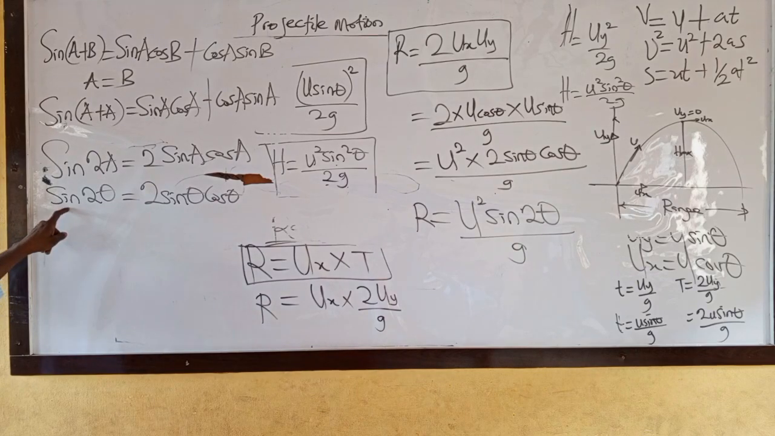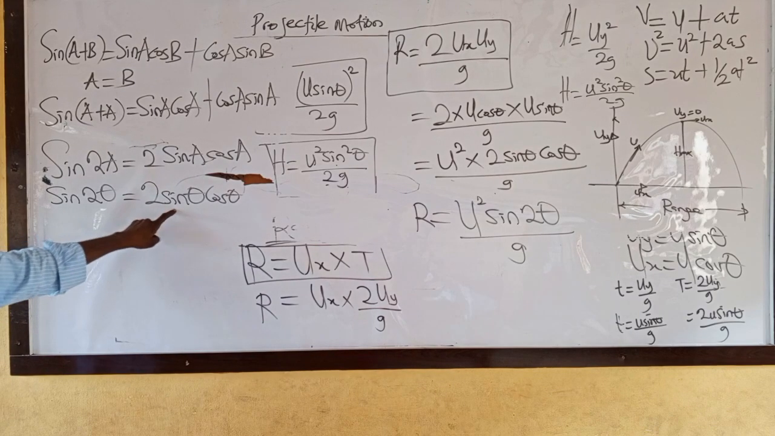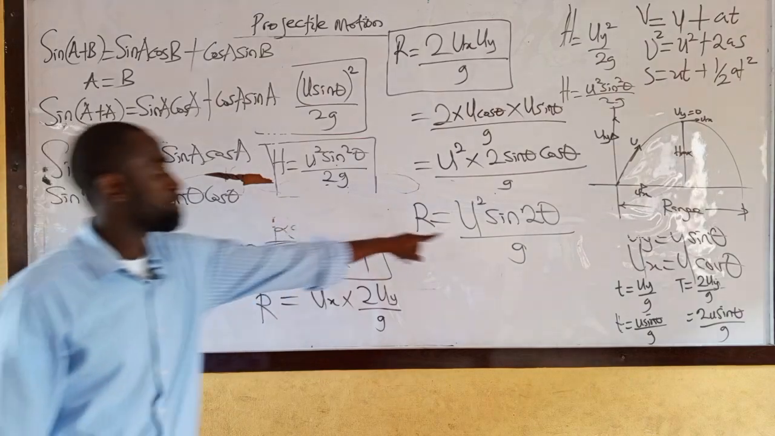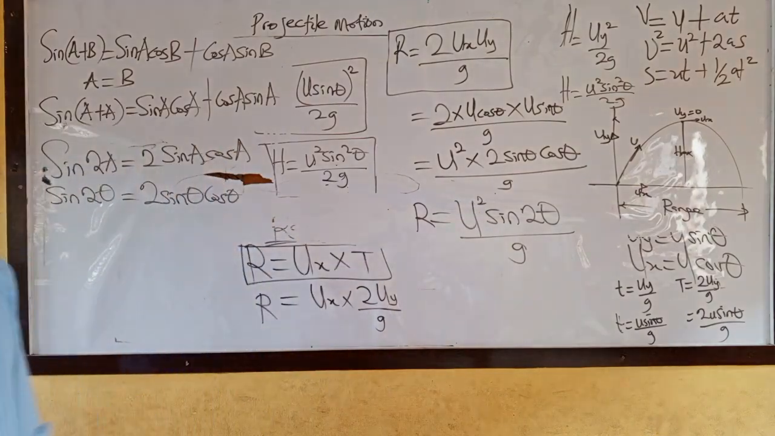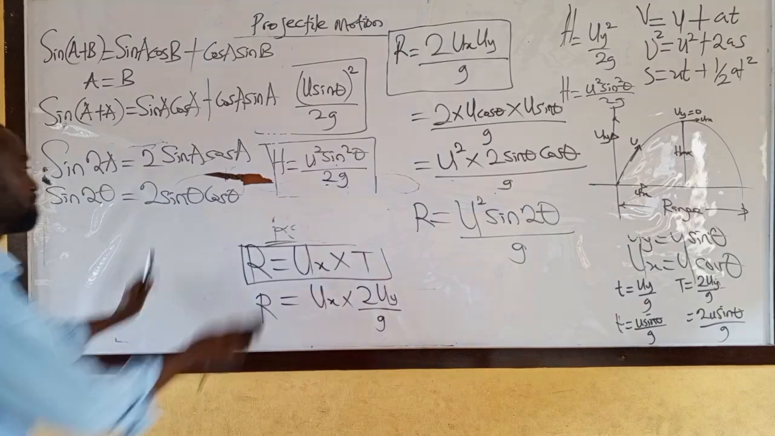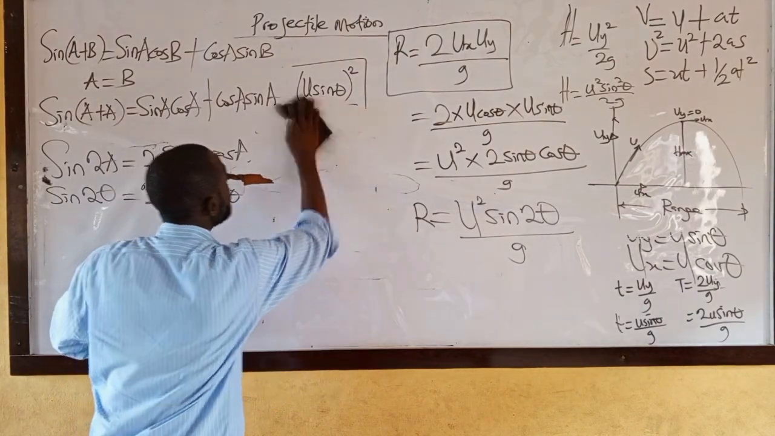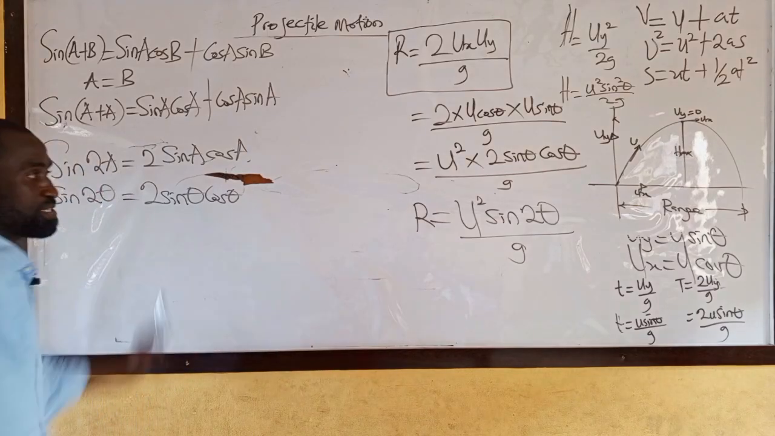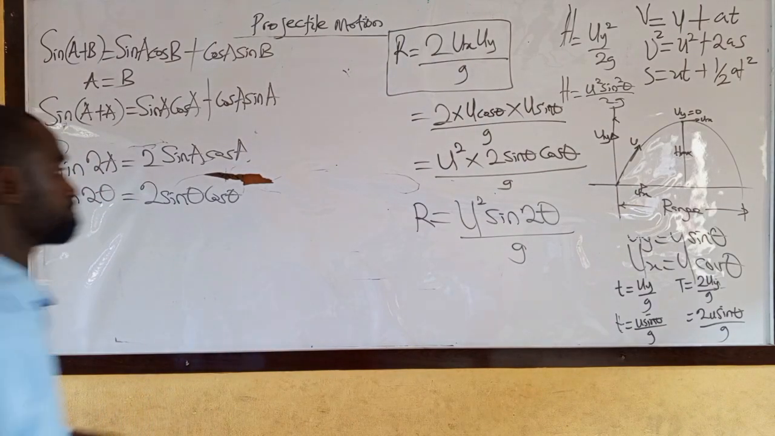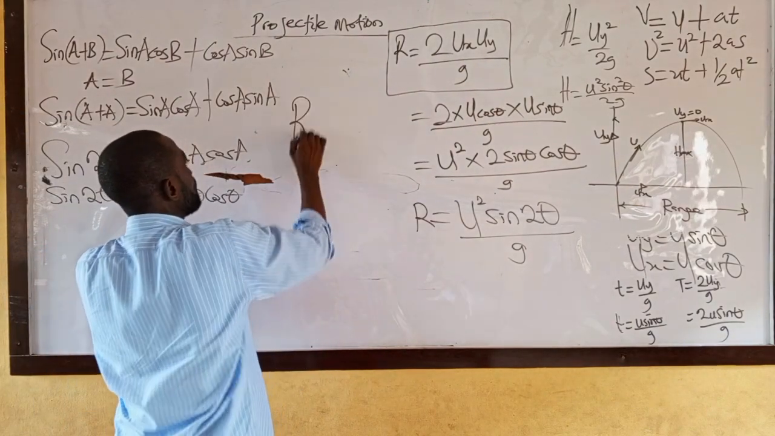So 2 sin theta cos theta is sin 2 theta. So let's now look for the maximum range. So our R is maximum.